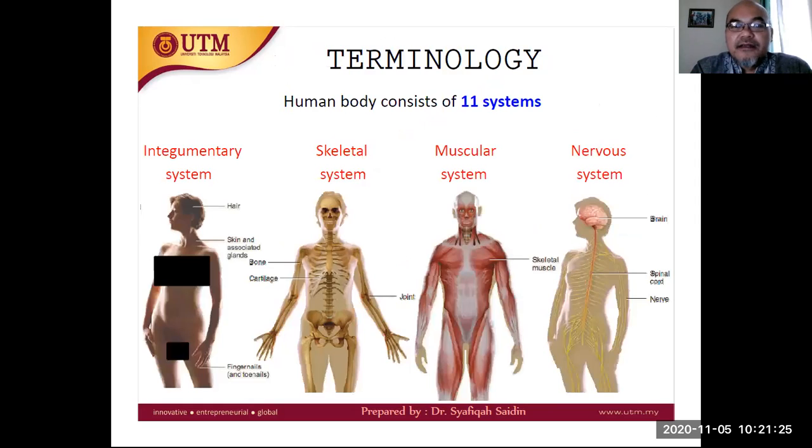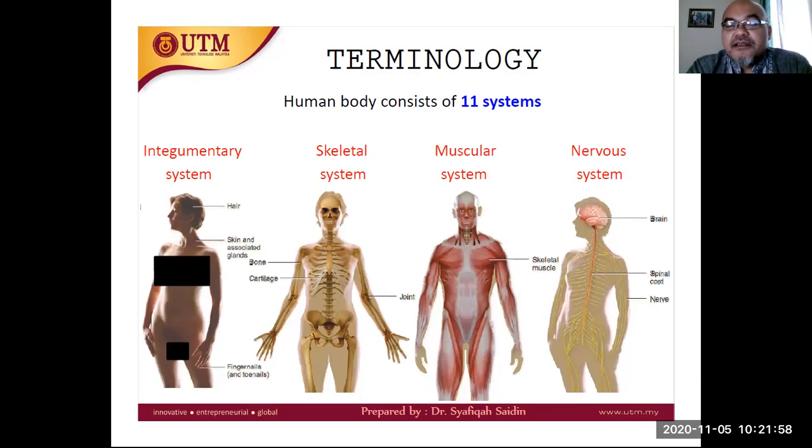Yeah, this is some of our 11 human body systems. Integumentary system, the hair, the skin. For example, if it is related to dermatology, diseases in the skin, then the diagnostic will be done on the skin. Skeletal system, there are particular instrumentation also aimed to diagnose the skeletal system, especially the imaging system, the X-ray and CT scan.